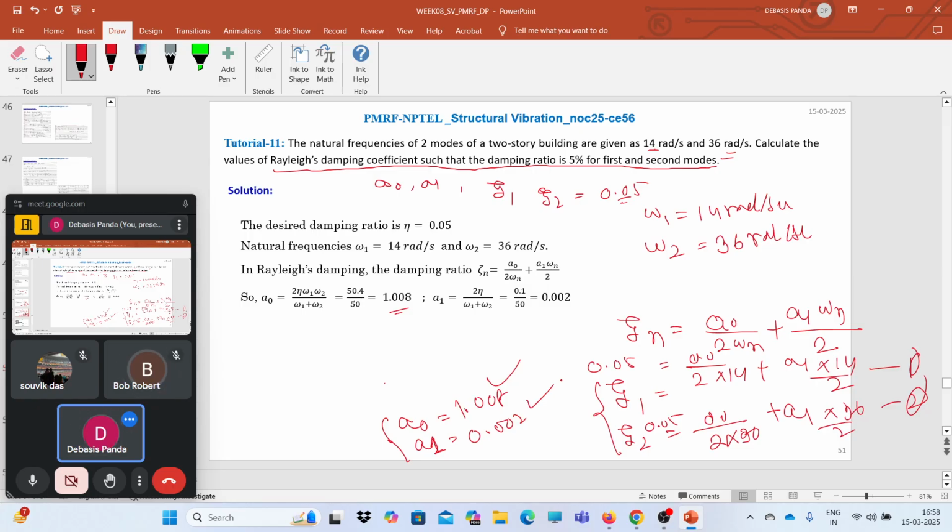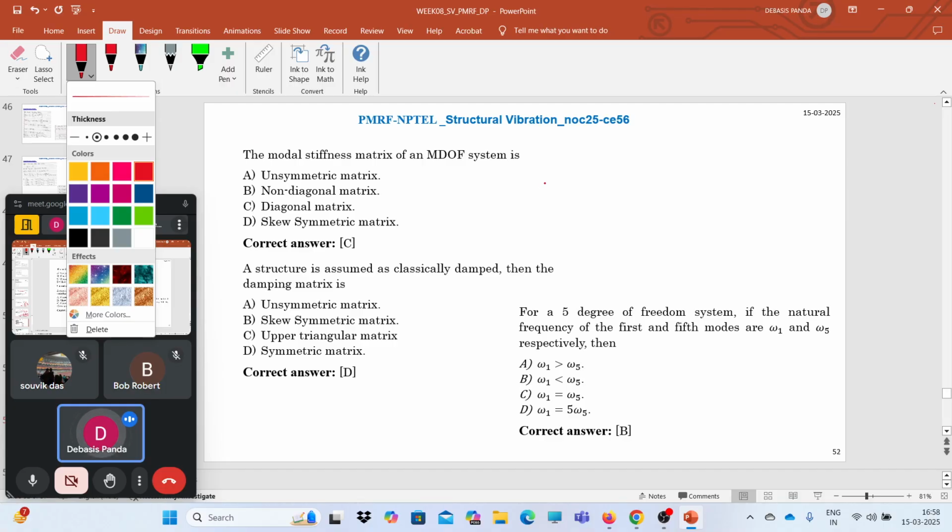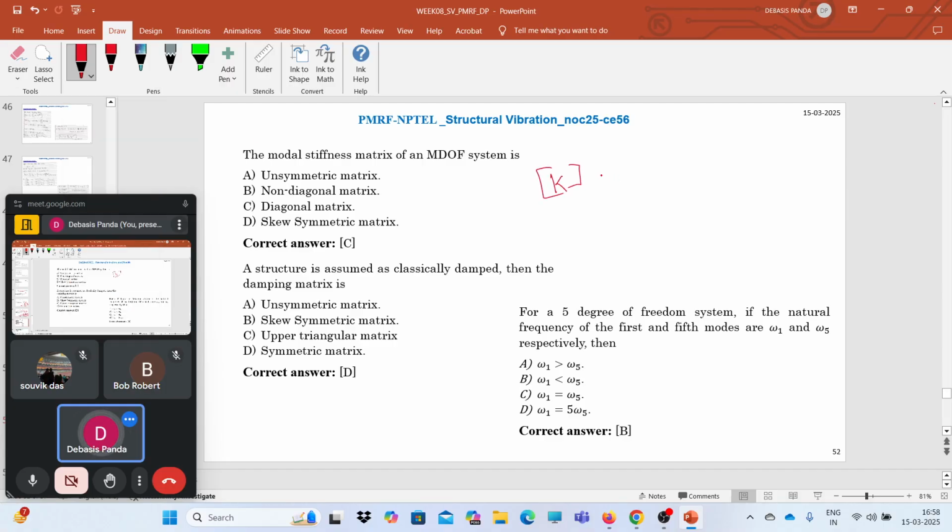No, it's fine. Then okay, we will continue in the next class. Let's quickly discuss a few MCQs. The modal stiffness matrix of an MDOF system, what is that? It's always a diagonal matrix, right? Modal stiffness, not normal stiffness. K normalized with the mode shapes, so obviously it will be diagonal.